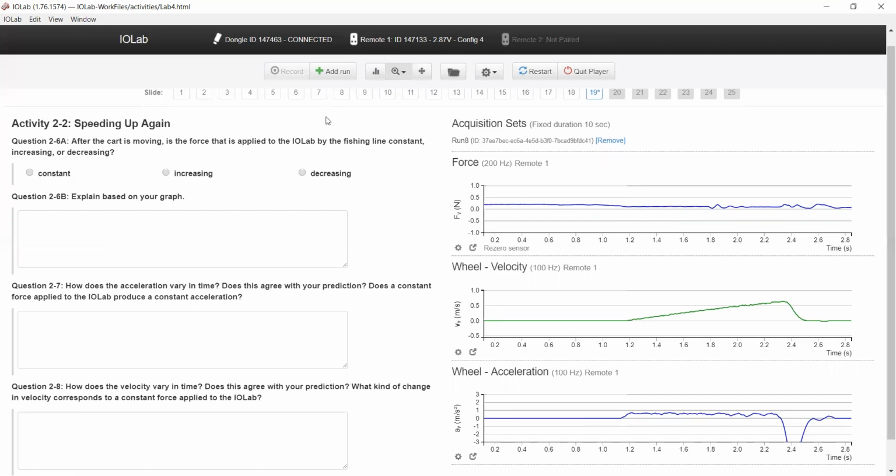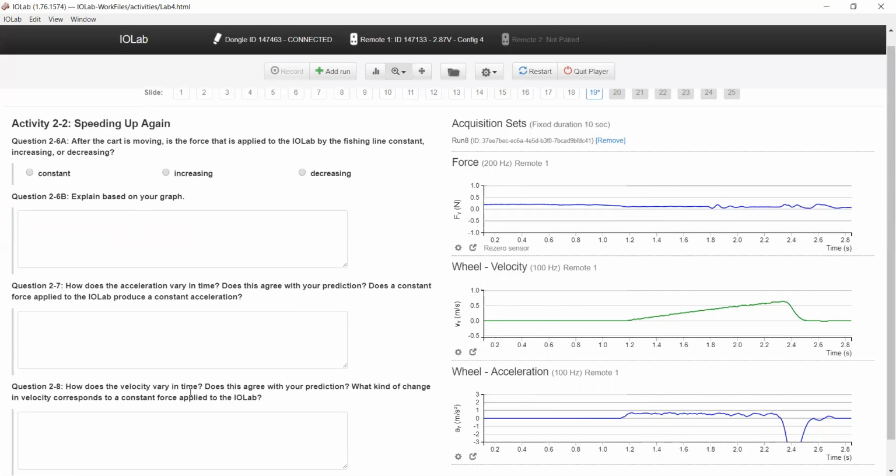After the cart is moving, what happens to the force applied to the IOLab, whether it's constant or not? When the cart is moving, the force is kind of constant. It's a line, but you can see it's kind of a straight line. Now, how does the acceleration vary in time? While moving, how does it look? Kind of constant again. A constant force applied to the IOLab produces a constant acceleration.